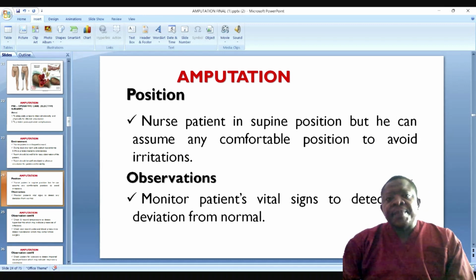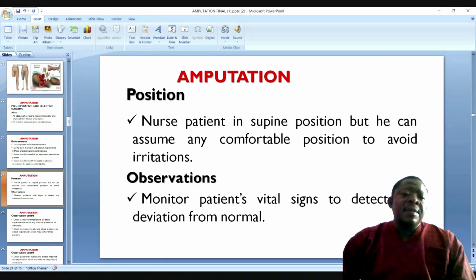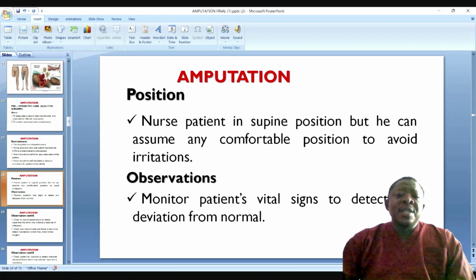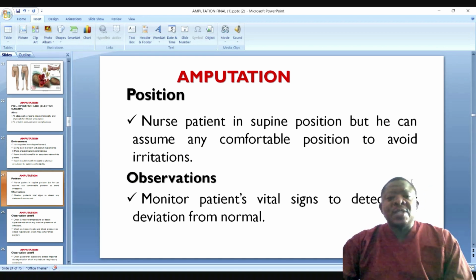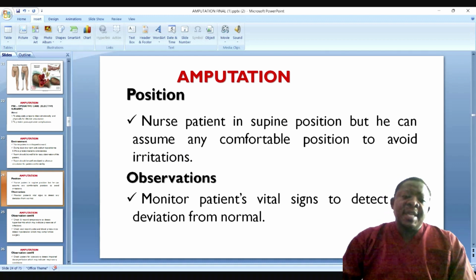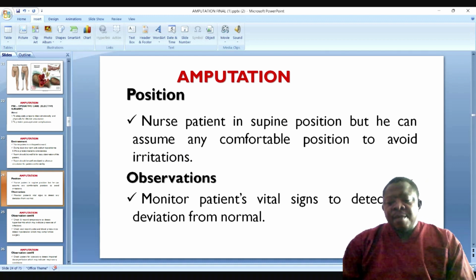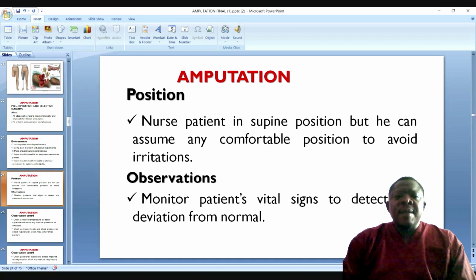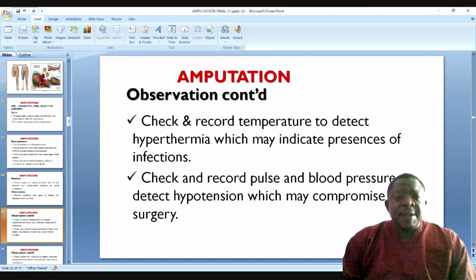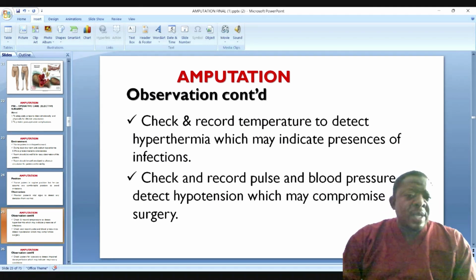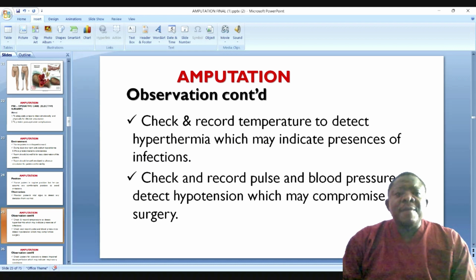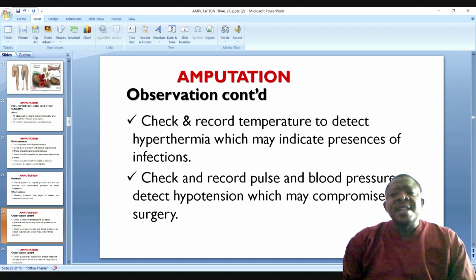Position, okay, remember this is pre-operative, so the patient may lie in supine position but can assume any comfortable position to avoid any irritation. Observation: monitor the patient's vitals as it helps to detect any deviation from normal. The other thing we can talk about in observation is that you have to record temperature so that you rule out any infection before the patient goes to theater.